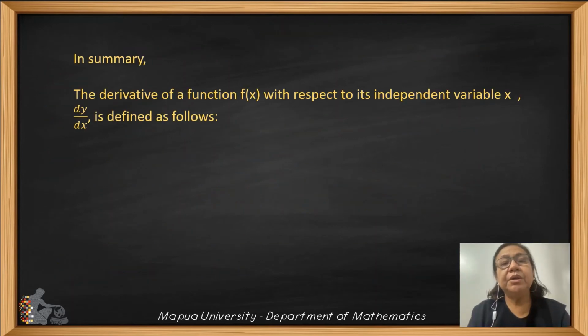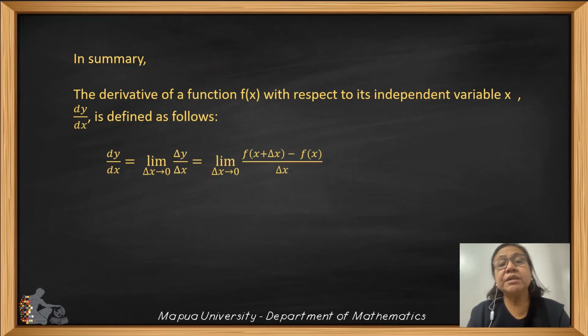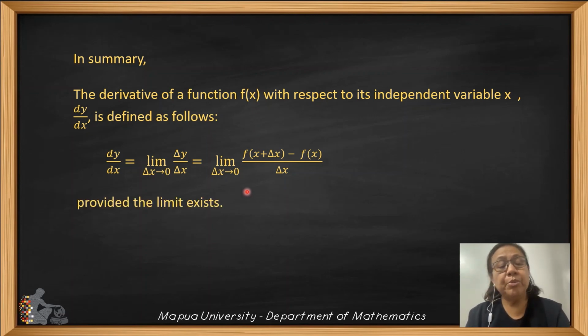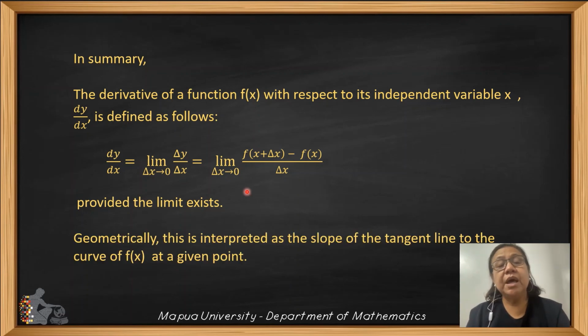In summary, the derivative of a function f of x with respect to its independent variable x, given by the symbol dy dx, is defined as the limit of delta y divided by delta x as delta x approaches 0, or is equal to the limit of the difference quotient, the difference between f of x plus delta x minus f of x divided by delta x as delta x approaches 0, provided that this limit exists, and that geometrically this is interpreted as the slope of the tangent line to the curve of f of x at a given point.